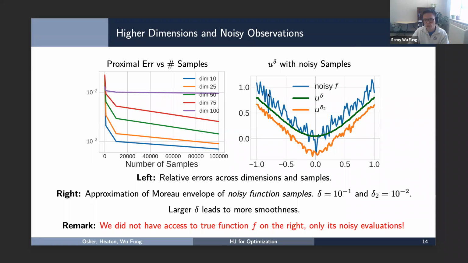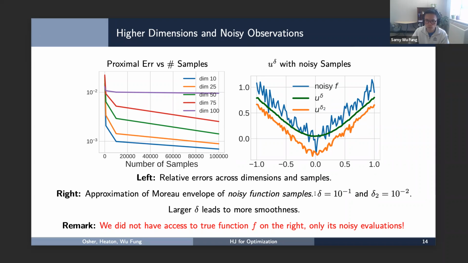So you can give me a very noisy absolute value of f, which can look something like this. And because I only need function values in my approximation of this Moreau envelope, we can still approximate the Moreau envelope. And here we show the Moreau envelope, or our approximate Moreau envelope, for two different values of delta.